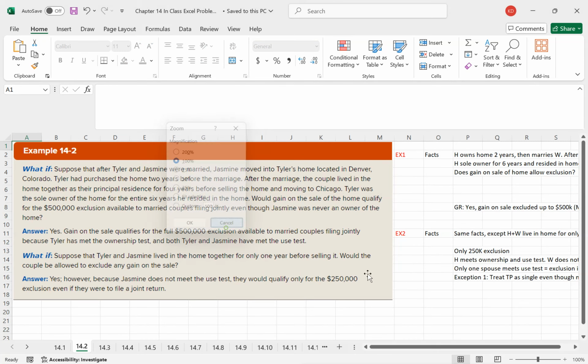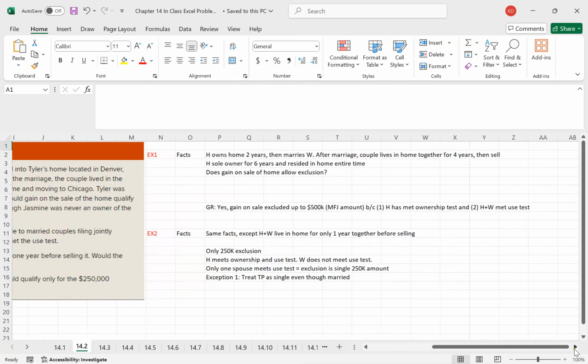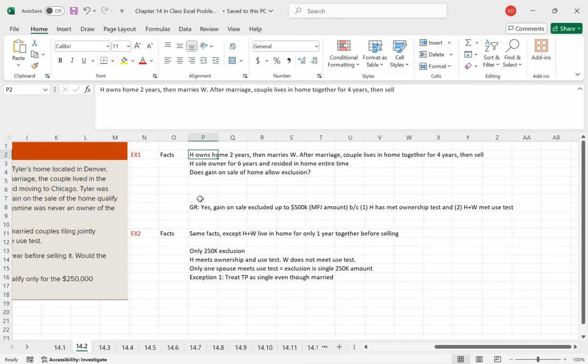Here's some more facts. We have a husband who owns a house for 2 years, then he marries a wife. After marriage, they live in it together for 4 years, then they sell. Husband was the sole owner for 6 years and resided in the home the entire time. Does the gain on the sale allow the exclusion?